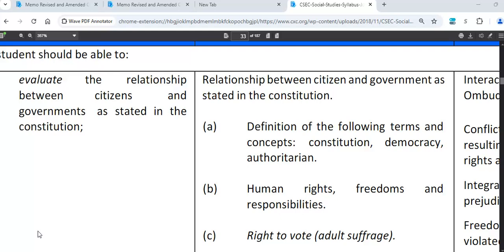In an authoritarian type of government, it's the opposite of democracy. It is a government that has total control of the day-to-day operation of the country. They do not involve the citizens in any form of decision making. Now, what is the relationship between citizens and government? Democracy can only work effectively and efficiently when there's cooperation between the government and the citizens.